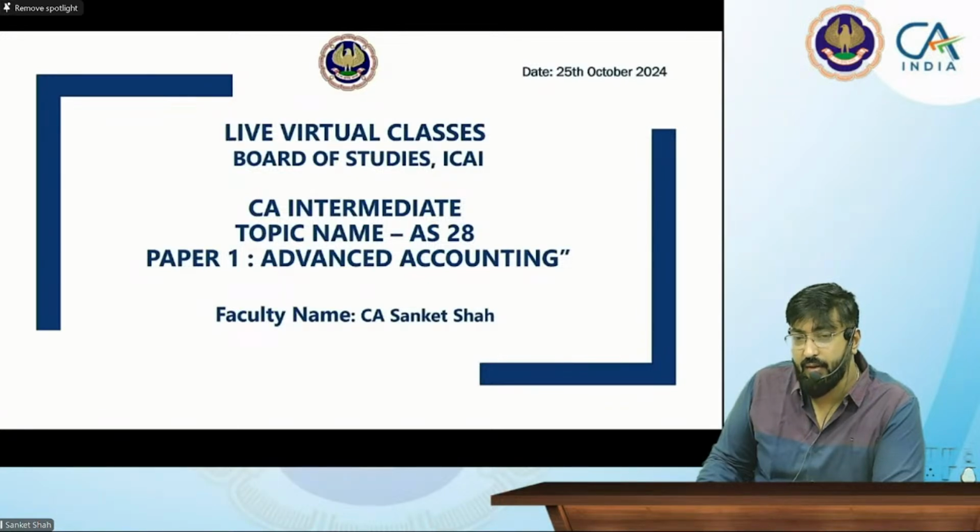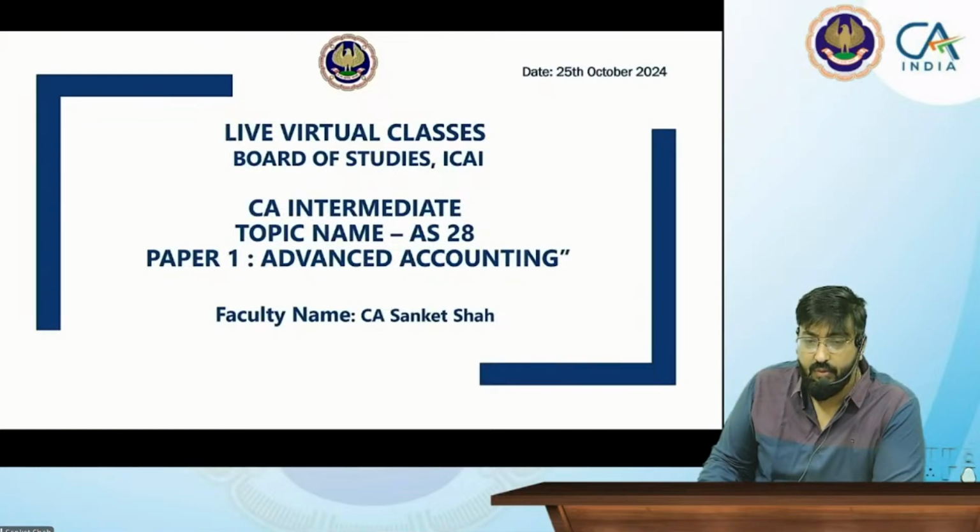What is AS28? AS28 is impairment of asset. What is impairment? When the carrying amount of the asset exceeds the recoverable amount, that is the impairment of asset. And what is recoverable amount? Recoverable amount is the higher of net selling price and the value in use.